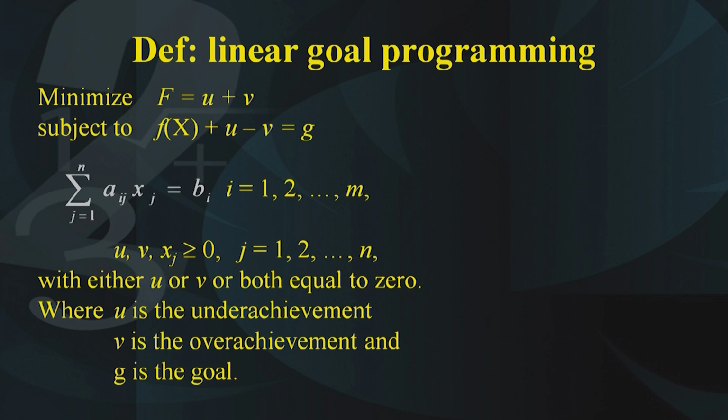This is subject to the conditions: summation of Aij xj equal to Bi, where i goes from 1 to m, and U, V, xj greater than or equal to 0, where j is equal to 1 to n, with either U or V or both equal to 0, where U is the underachievement, V is the overachievement, and G is the goal. This describes the most general linear goal programming problem.